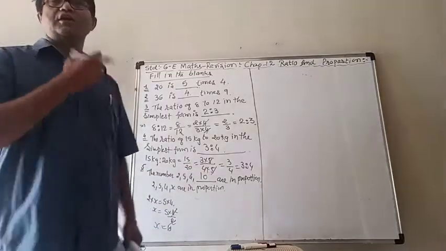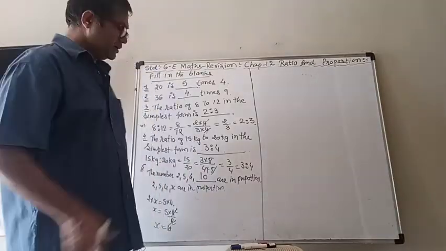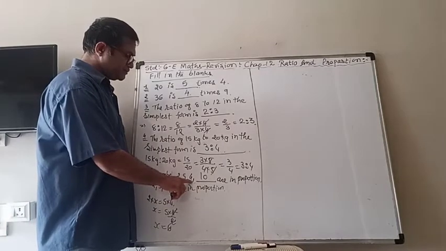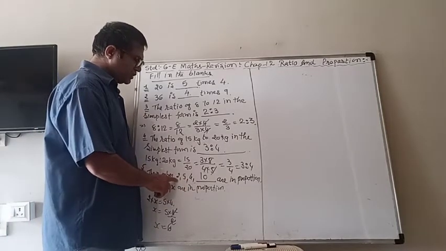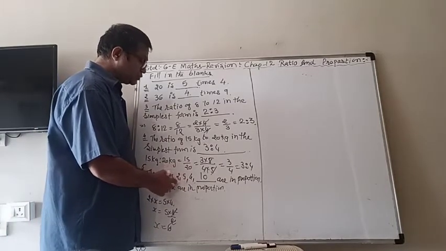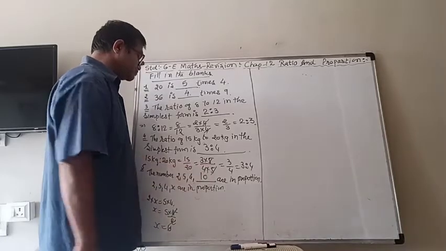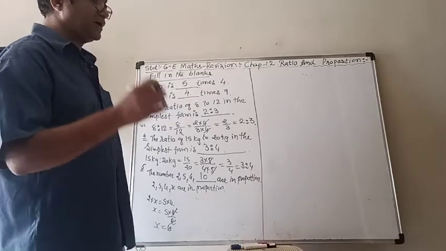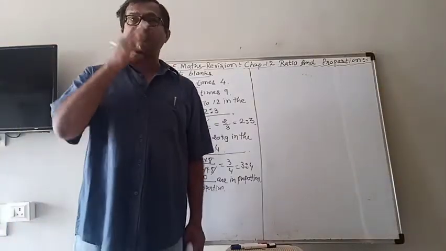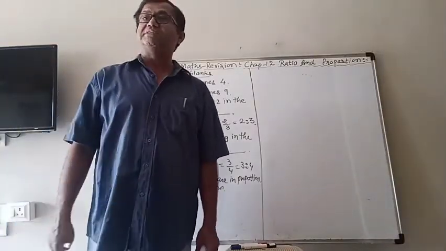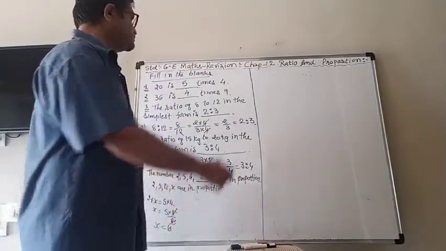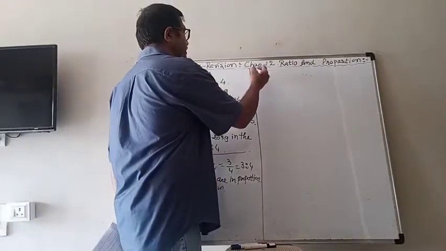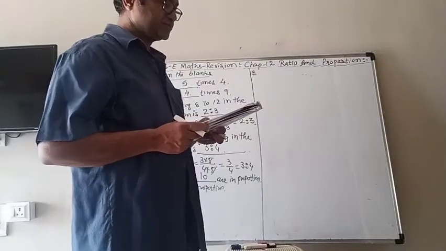Or you can do it verbally also. Here 5 4s are 20, middle terms. So what should be multiplied with 2 to get 20? 2 10s are 20. So directly also, if you are very fast in mathematics, multiplication especially, then you can directly do the required calculations.